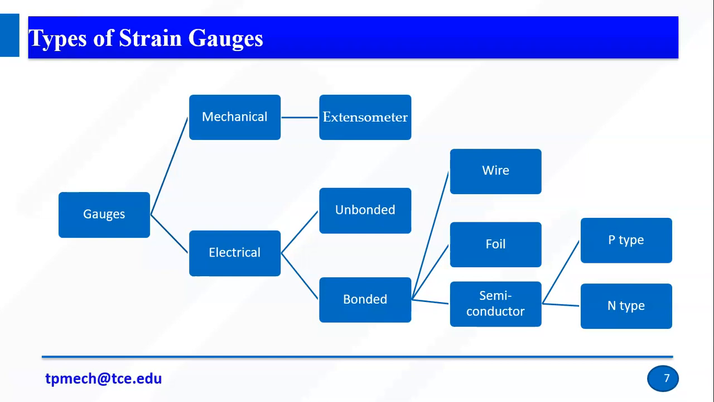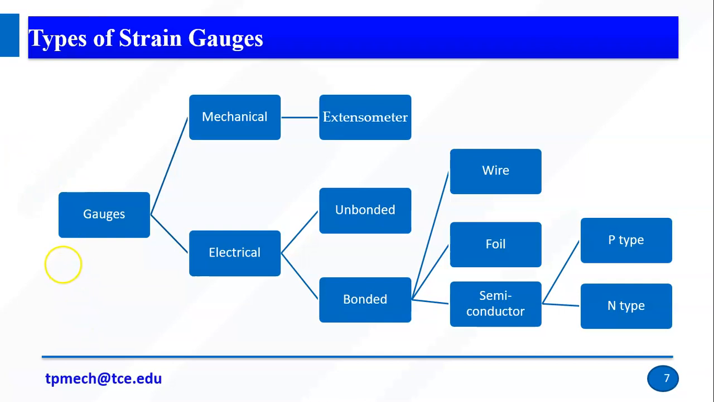One of the examples of mechanical gauges is the extensometer. For electrical, we have two types called unbonded electrical gauges and bonded electrical gauges. In bonded electrical gauges, we have three types: wire, foil, and semiconductor, and in semiconductor, it may be the P type or N type. So these are the classifications of strain gauges. Right. So there are mechanical and electrical.